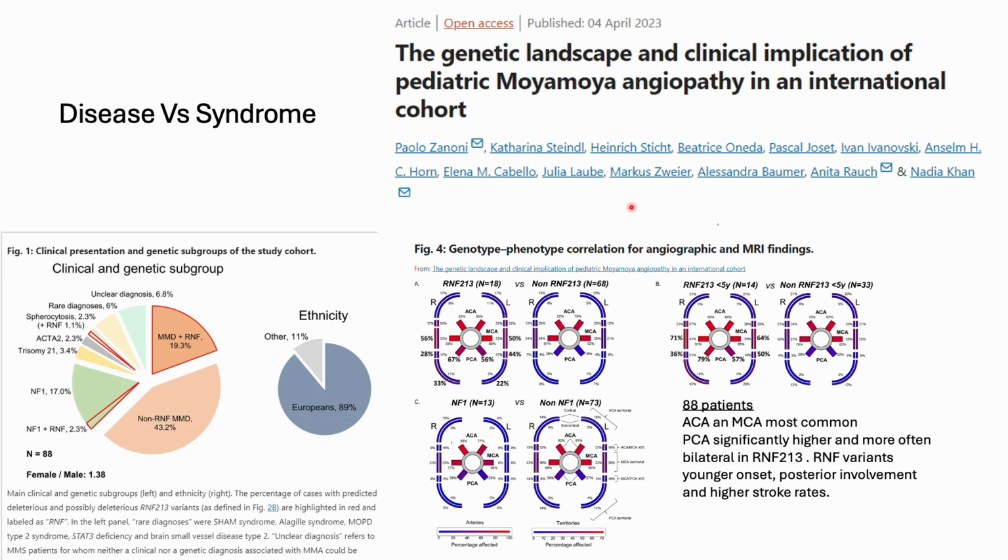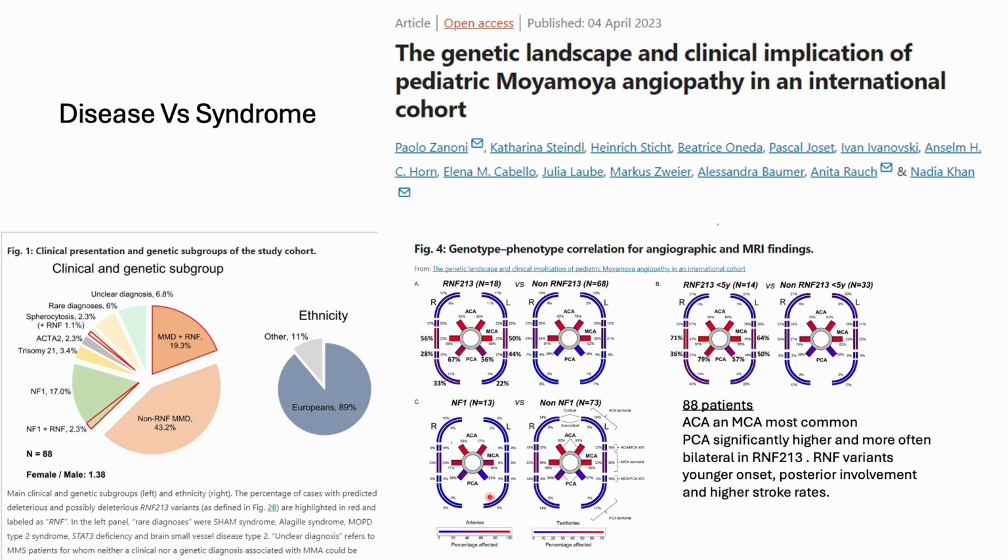Now, what I found very interesting as a radiologist was the genotype-phenotype correlation for the angiographic findings. So what was found in the 88 patients that they saw, is that when a child has Moyamoya arteriopathy, the ACA and the MCA territories are the ones that are most commonly affected. And actually, when there is an RNF213 variant, the involvement of the PCAs is significantly higher. So they tend to have bilateral PCA involvement, and they also tend to have a much younger onset of disease. So they have greater posterior circulation involvement and higher stroke rates.